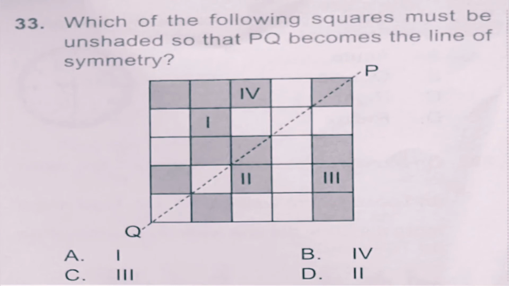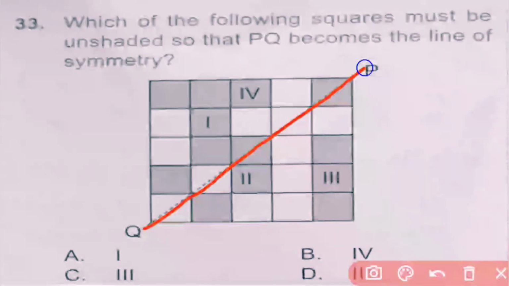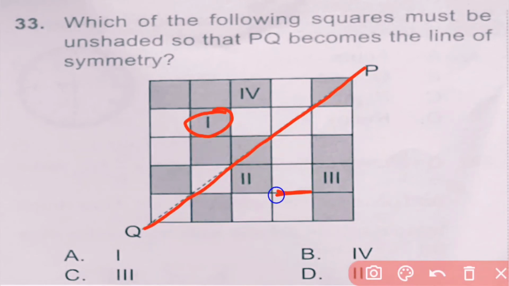Question number 33. Which of the following squares must be unshaded so that PQ becomes the line of symmetry? If PQ is the line of symmetry, then these two parts should be exactly similar. To make PQ a line of symmetry, this square 1 must be unshaded, because it is unshaded on this side. So here A is the correct answer.